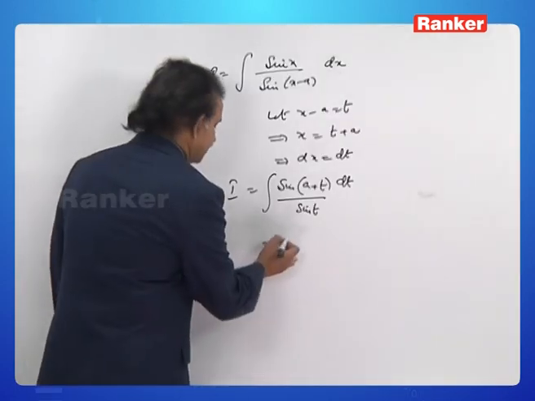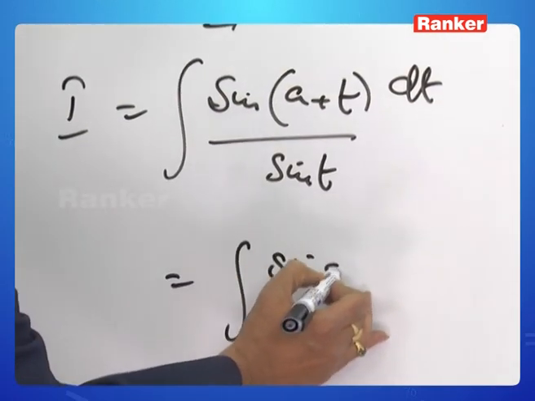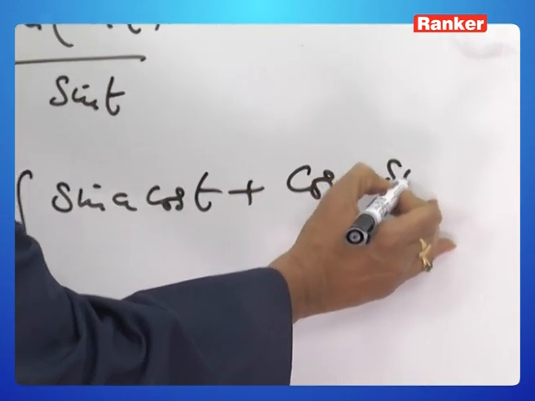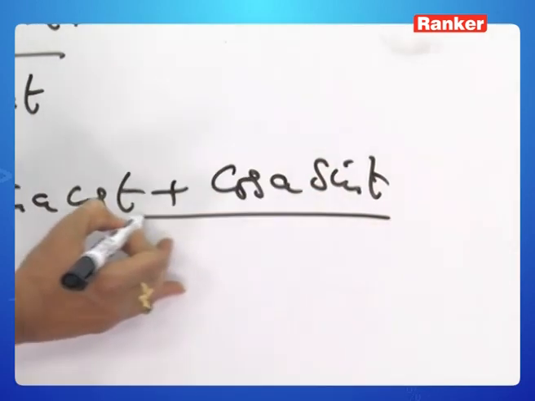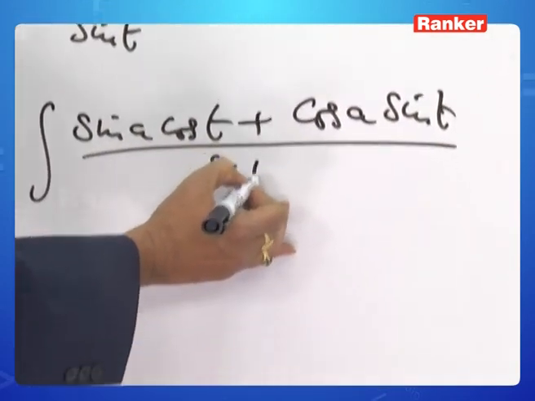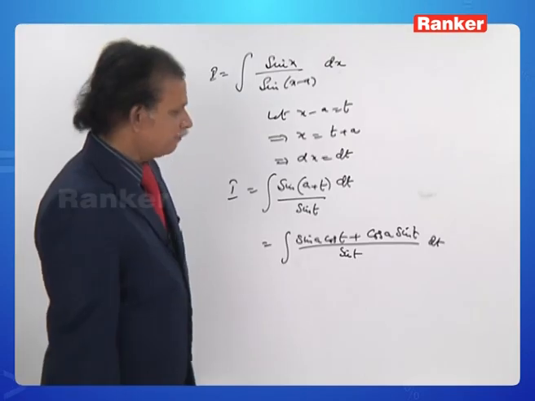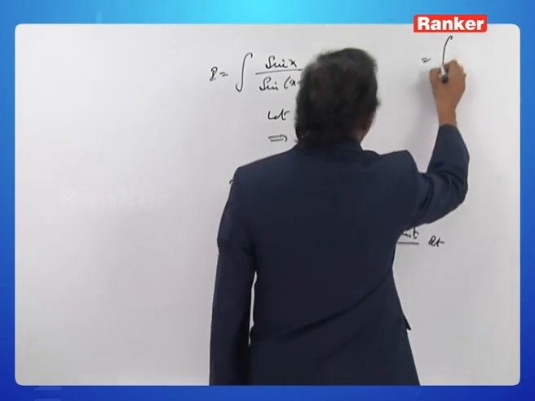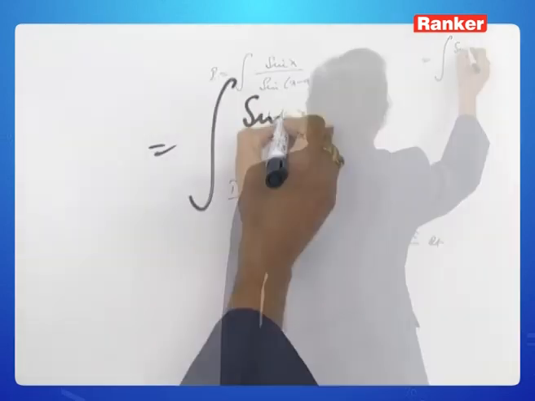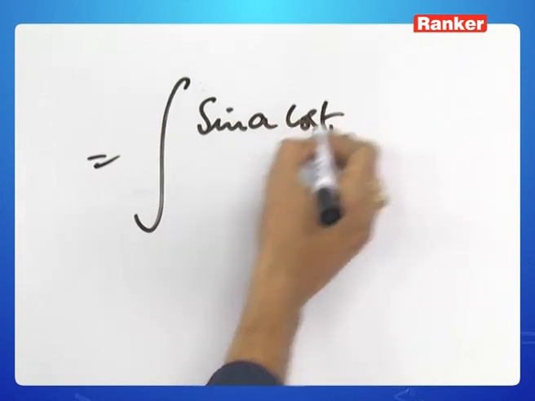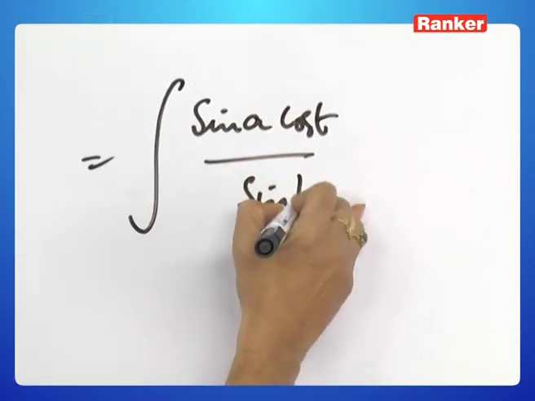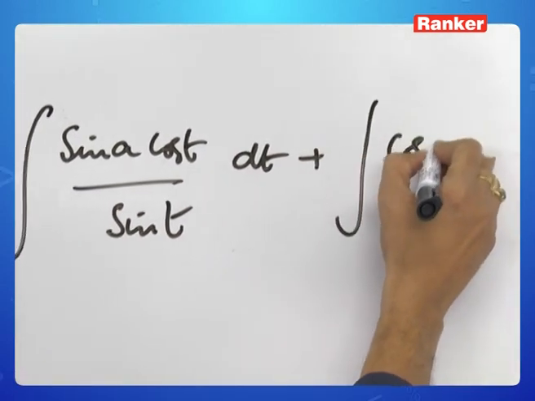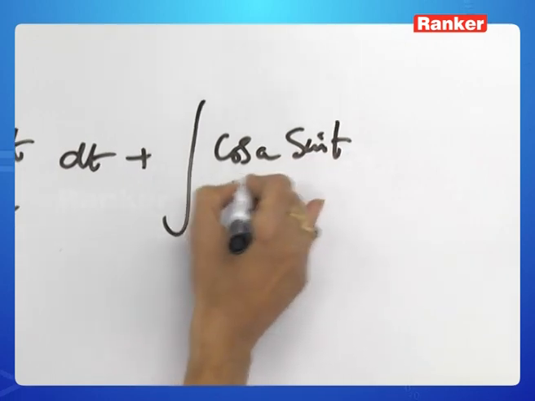Okay, what is sin of a plus t? Sin a cos t plus cos a sin t, whole divided by sin t. And automatically this could be split into two integrals. What are they? I is equal to integral of sin a cos t by sin t plus cos a sin t by sin t.